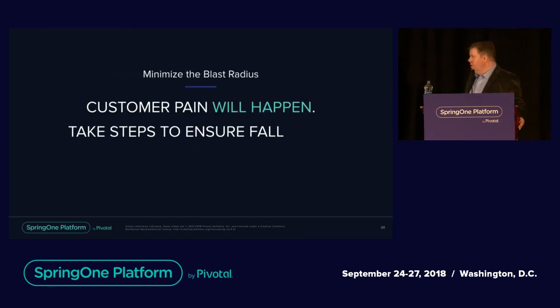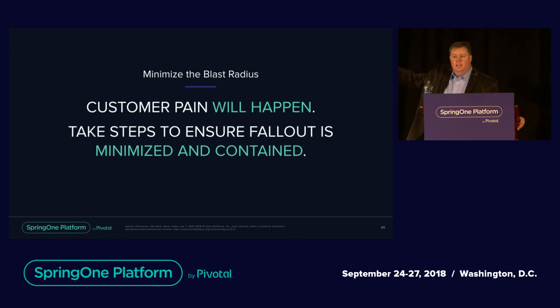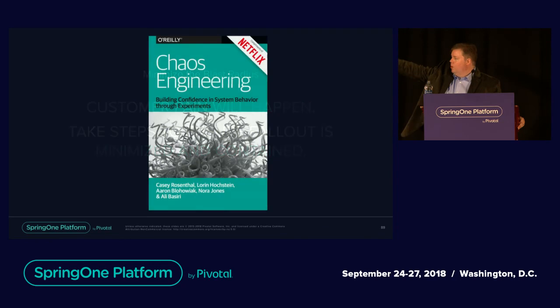Of course, you need to minimize the blast radius. If you start intentionally attacking your production system, you're going to break something that's going to piss off customers. It's going to happen. So try to minimize and contain the fallout that comes from that. And as a very quick intro to this, again, I give a whole 90-minute talk on just this topic, but I wanted to squeeze it in. This is a great and I think still free book that you can get your hands on that the original chaos engineers at Netflix put together.